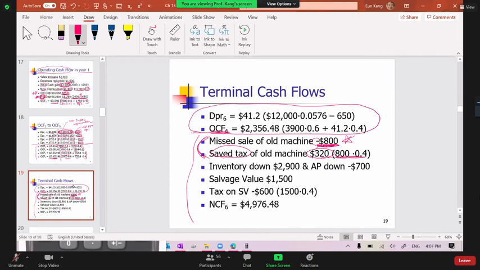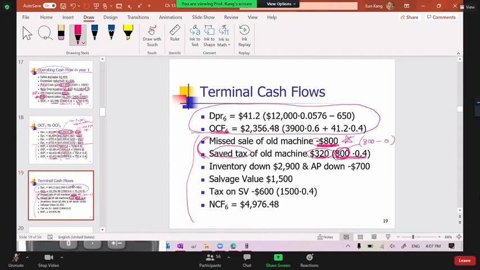Why 800? Because the book value will be 0. So 800 minus 0, so 800 is the total profit. It's actually the 800 sale price minus book value 0. And at the end of the year, book value is 0. So 800 times 0.4 is 320.